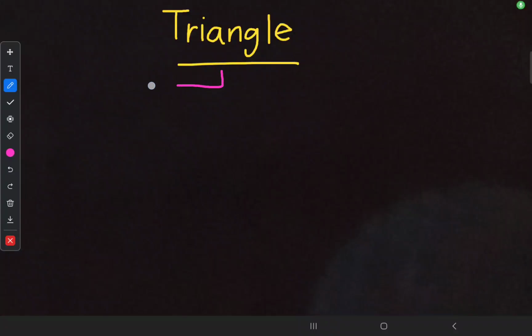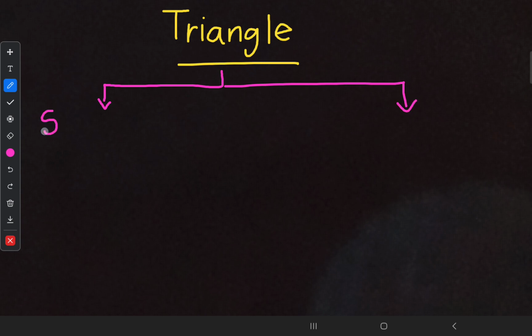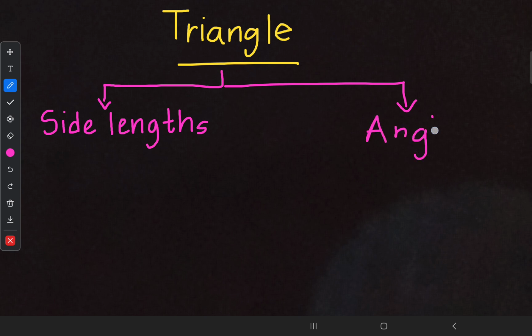First of all, we can split the term triangle into two sub-classifications. Those are by side lengths and by angles. By side lengths, we can split the triangle into three, and by using the interior angles of a triangle, we can also split it into three classifications.